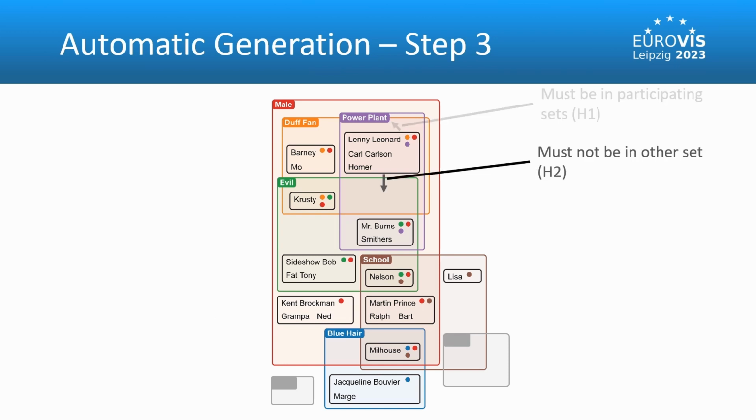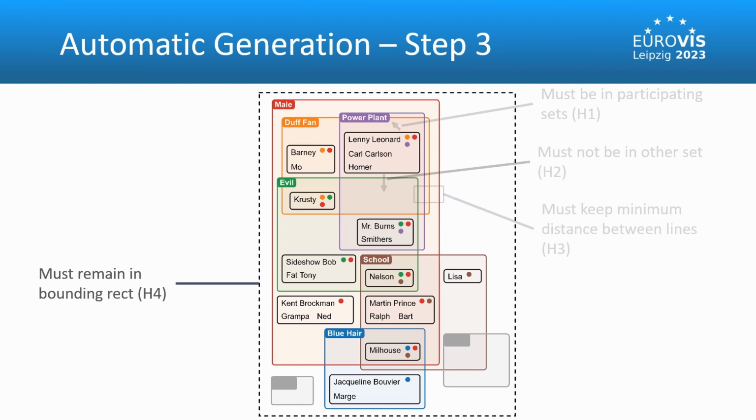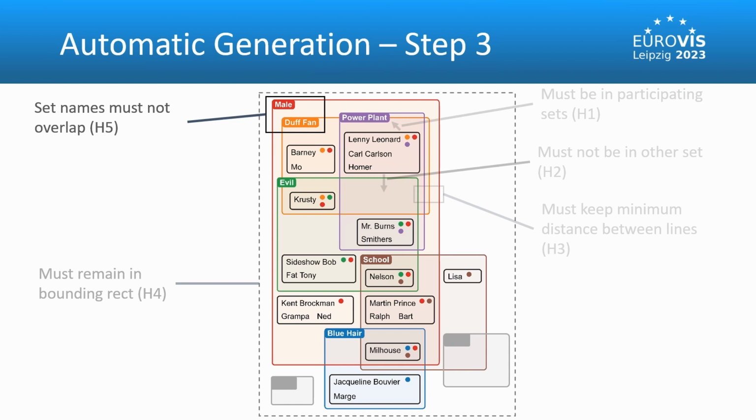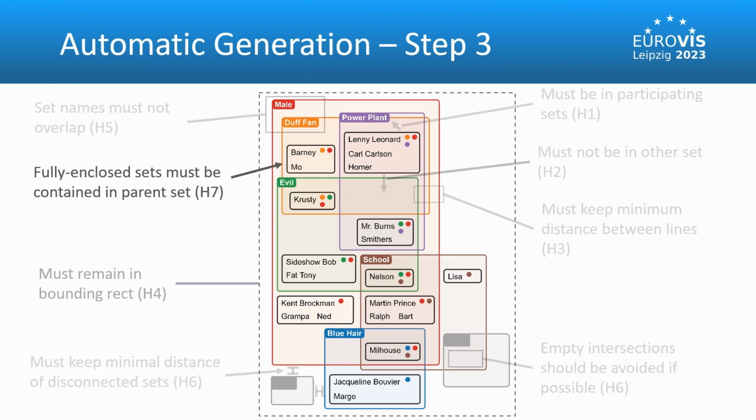Constraints H1 and H2 express the inclusion and exclusion of element groups in sets. To avoid concurrent parallel edges of sets, we use constraint H3 to always keep a minimal distance between parallel edges. Constraint H4 places all sets in a bounding rectangle, which will be used in the next step to achieve an overall compact layout. Using constraint H5, we avoid overlaps of set names among each other and with elements. Constraint H6 reduces the number of empty intersections by prohibiting the intersection of sets with no common element groups. Constraint H7 models the subset property also visually in our diagrams.